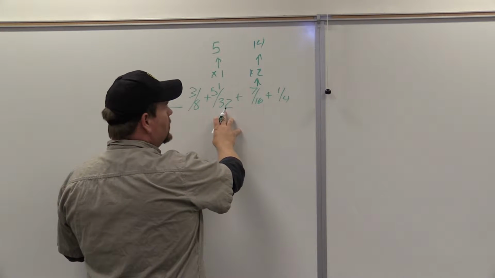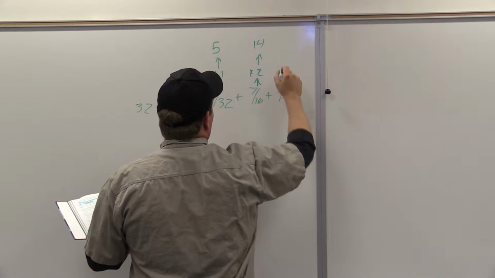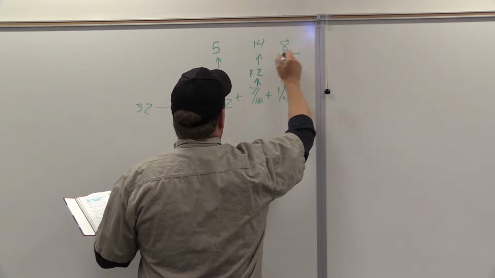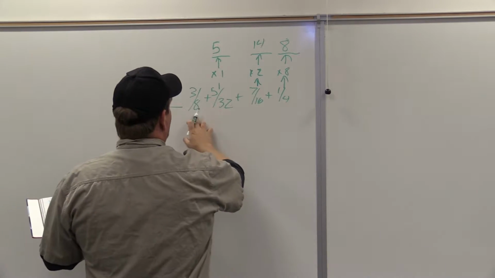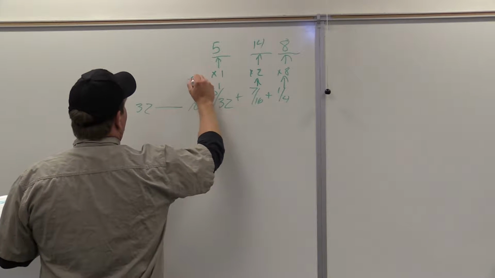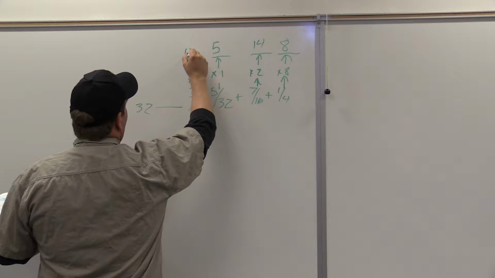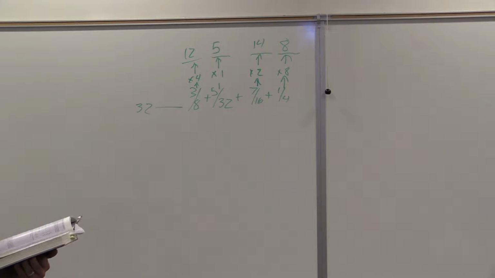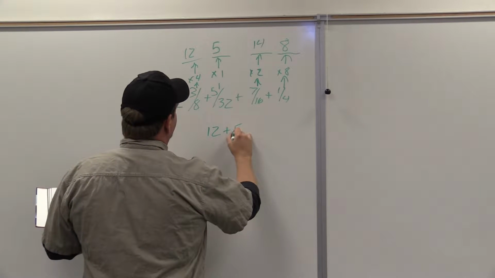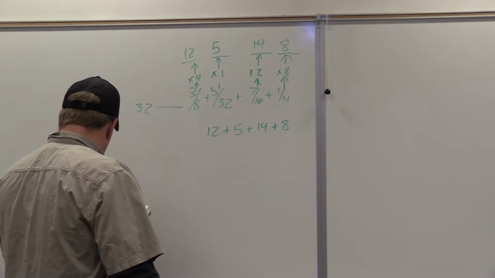8 goes into 32 8 times. Okay, 8 times 1 is 8. 8 goes into 32 4 times, so we multiply times 4. 4 times 3 is 12. So now we have our common numerators. Now we break it down and we have 12 plus 5 plus 14 plus 8. Okay?